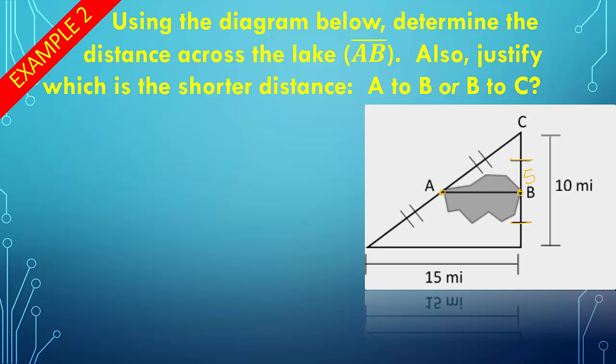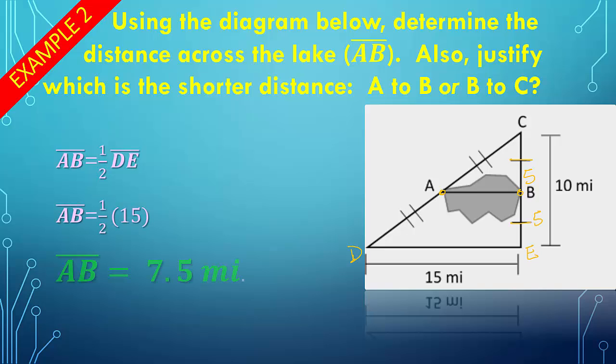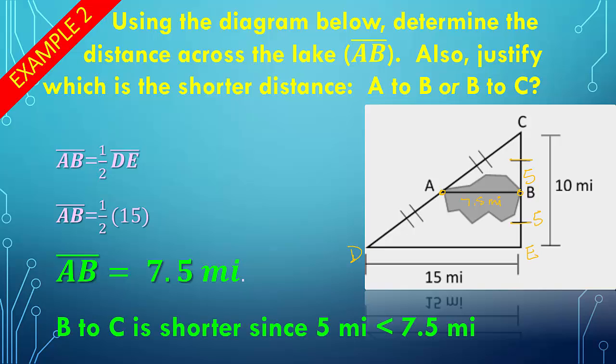So I don't know if you'll be able to see that on there, but if we take two congruent parts and we add them together, that's going to give us a 10. To find the length of AB, we're going to name this D, and we're going to name this one E. So AB is half the length of DE. We know that DE is 15, so therefore AB is 7.5 miles, because it's half that distance. And then that answers the first part. For the second part, we need to justify which is shorter. Well, that's easy now. B to C is shorter because 5 miles is less than 7.5 miles.